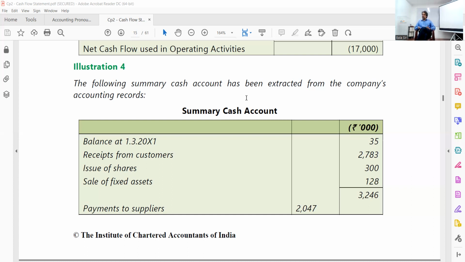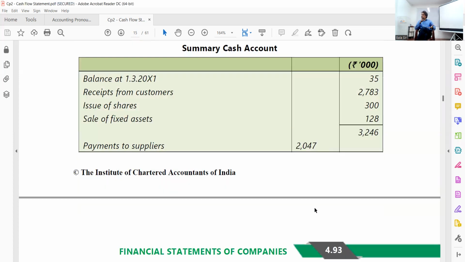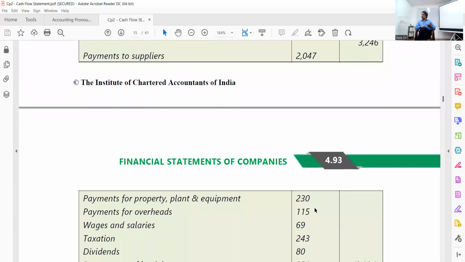Then let's go to the payments. Payments to suppliers. What is that? Definitely operating. Cash outflow, right? It will come under operating activity as a negative figure. Next. Payments for property, plant and equipment. You must have purchased a fixed asset. That's investing activity, a cash outflow. The earlier point, suppliers, is an operating activity. This is an investing activity.